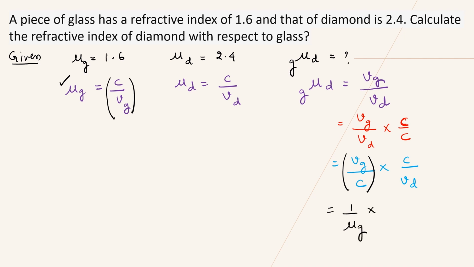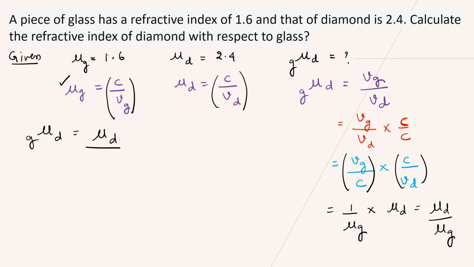Similarly, what is C by Vd? C by Vd is mu d. So what can I write? Mu d by mu g. Remember this result. So the result is mu d by mu g is equal to refractive index of diamond with respect to air divided by refractive index of glass with respect to air. Simple. So the values are given in the question.